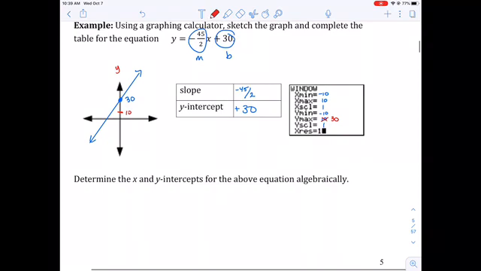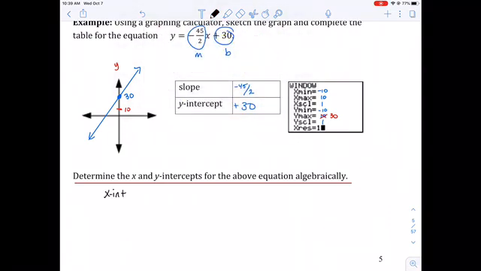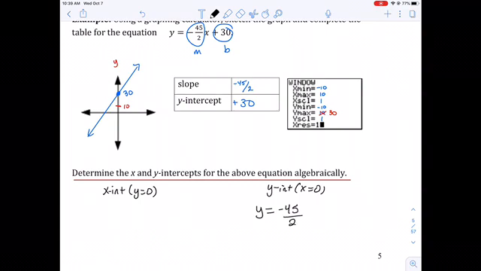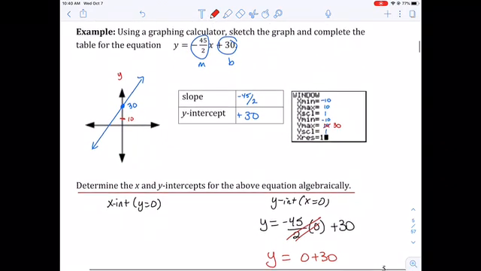And then the next question here says, determine the x and y intercepts for the above equation algebraically. Well, of course, if I want to find my x-intercept, I let y equal 0. And if I want to find my y-intercept, I let x equal 0. And actually the y-intercept is super easy because I can see that it's 30. And watch this, y equals -45 divided by 2 times 0 plus 30. This is our y-intercept right here, isn't it? When anything times 0 is equal to 0, that's like y equals 0 plus 30. So y is equal to 30. And we knew that because we've got our equation there.